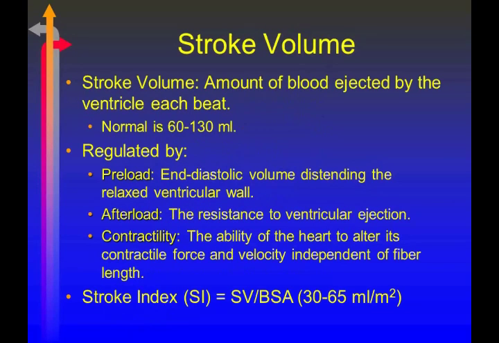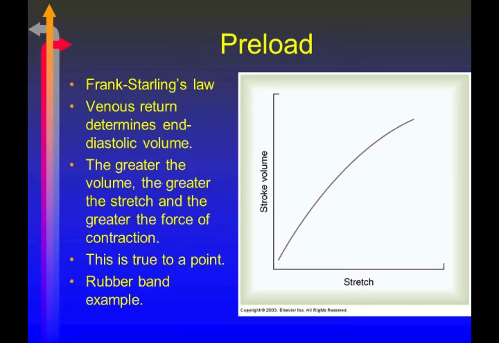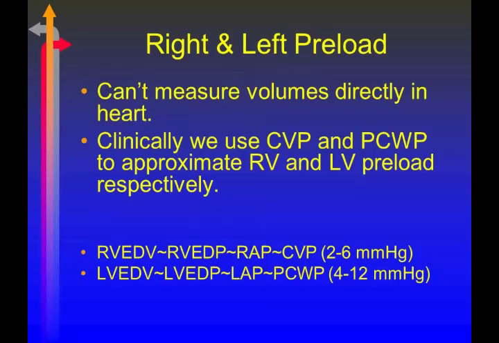Stroke volume is basically the amount of blood that is ejected on a beat-by-beat basis, somewhere between 60 and 130 milliliters. And we know that the stroke volume is regulated by the preload, the afterload, the contractility. Those definitions should be familiar to you. And we can also index the stroke volume, calling it a stroke index by dividing by the body surface area. Preload, we know, is an increase in stretch. As you increase the volume into the ventricle prior to ventricular ejection, you increase the amount of stroke volume to a point after which you become non-compliant.